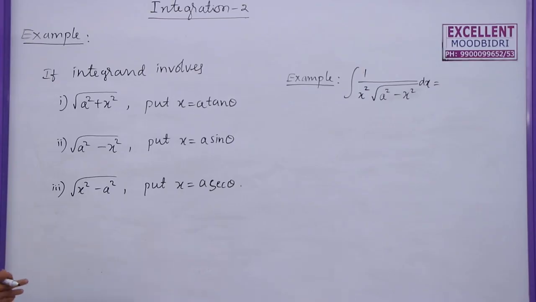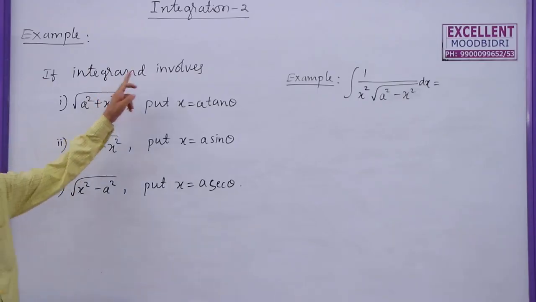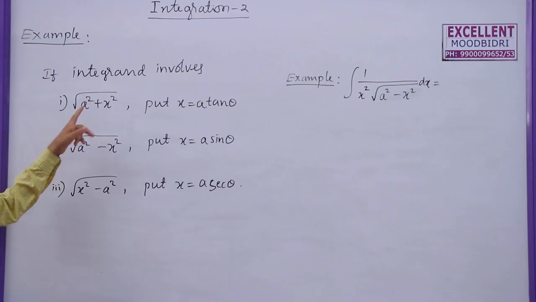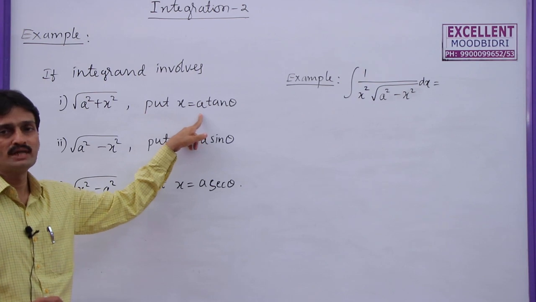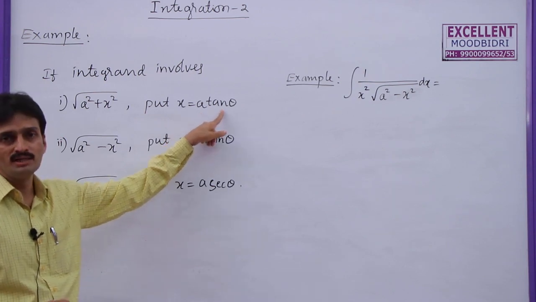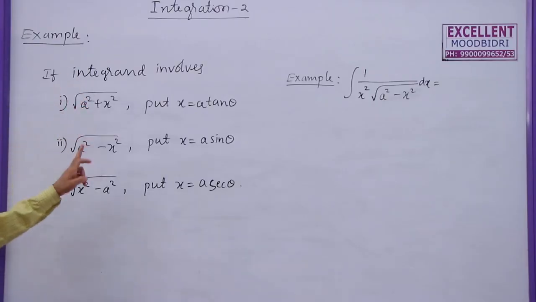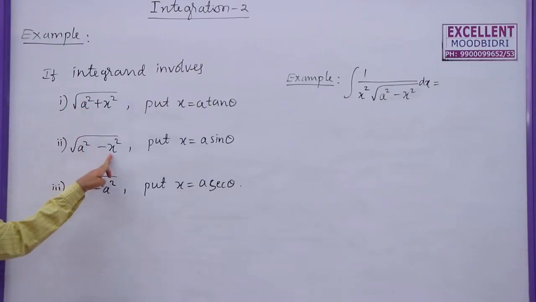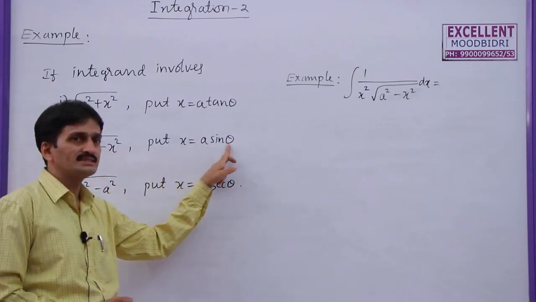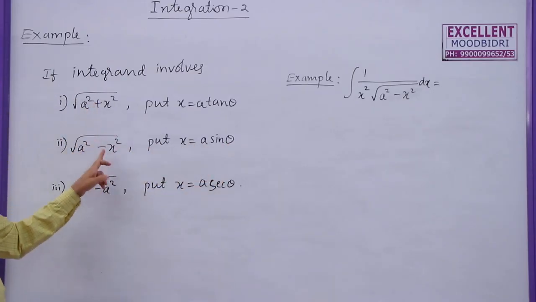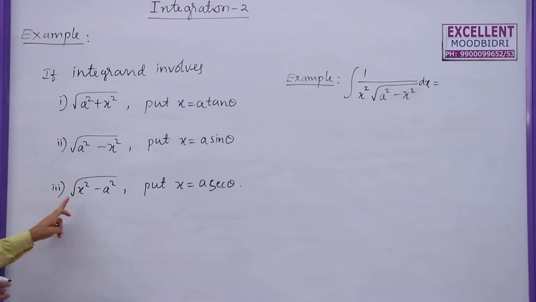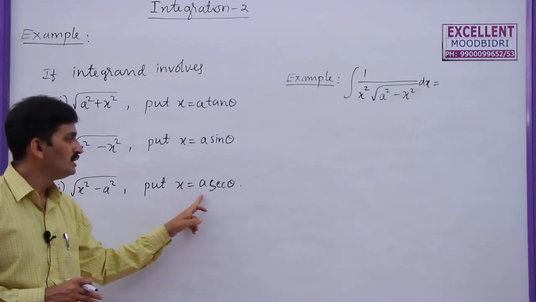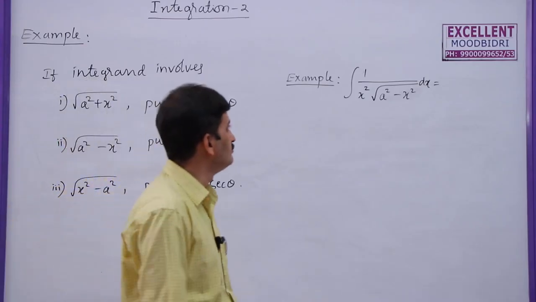Okay. Now let us move on to the next technique of integration. If the integrand involves a term of this type, root of a square plus x square, then you should use this technique: put x equal to a tan theta. This is a suitable substitution. If the integrand involves root of a square minus x square, then the suitable substitution is to put x equal to a sin theta. Basically you have to remove this square root. That's the substitution that you have to make. Next, if the integrand involves root of x square minus a square, then put x equal to a secant theta.